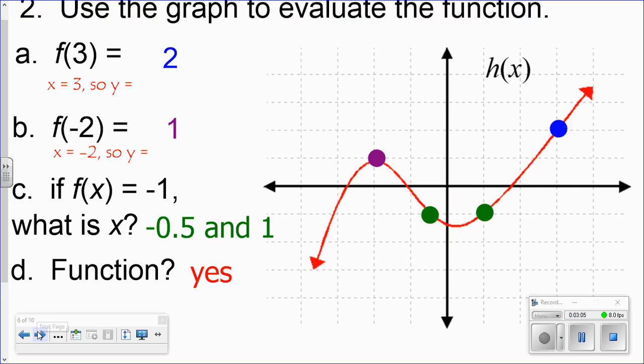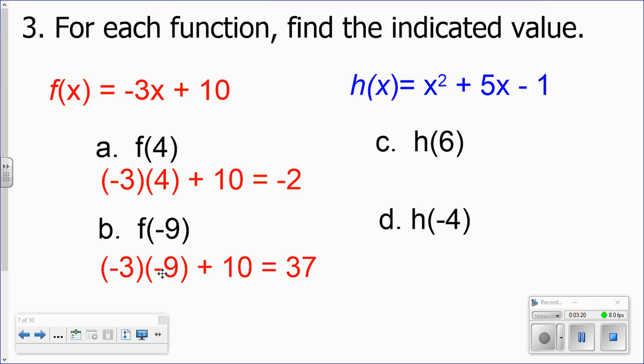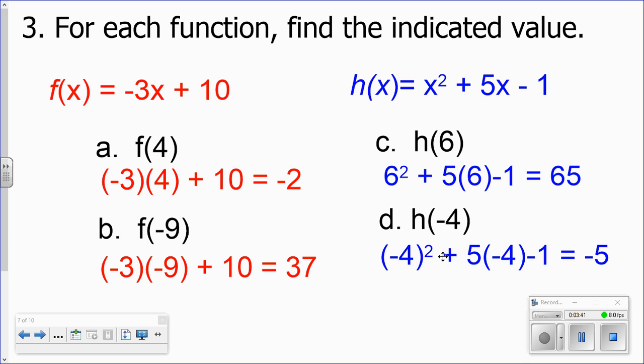It's x that cannot. For each function, find the indicated value. So here we have f of x, and it says f of 4, so all we do is plug in 4 for x. Negative 3 times 4 is negative 12, plus 10 is negative 2. Same thing here. We plug in negative 9 for x. Negative 3 times negative 9 is positive 27, plus 10 is positive 37. Over here we did the same thing with h of x. It says h of 6. We simply plug in 6 for x. And h of negative 4, plug in negative 4 for x.